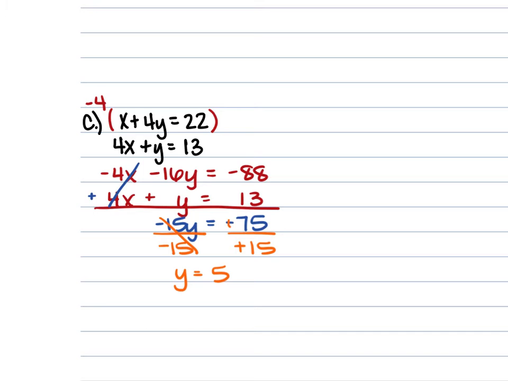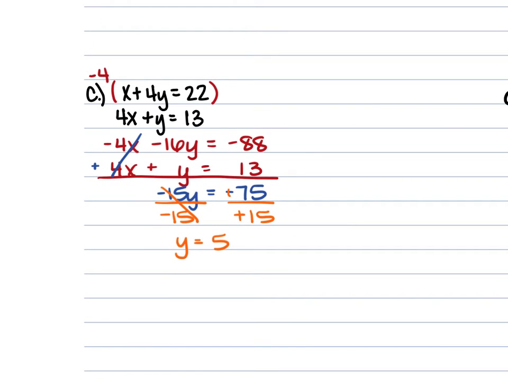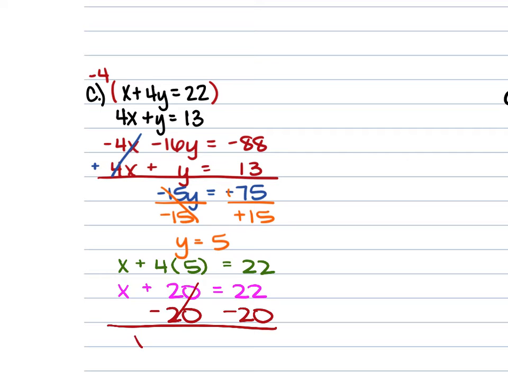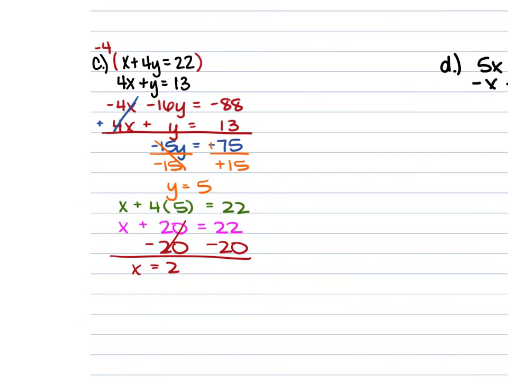Now I'm going to use one of my original equations. I'm going to use the top one because my coefficient of x is 1, and I'm not going to have to divide anything in order to get my x by itself. So I'm going to plug in this 5 for y there. I'm going to have x plus 4 times 5 is equal to 22. The 4 times 5 is 20, so x plus 20 is equal to 22. Then we have to move the 20 over by subtracting it from each side. So x is equal to 2. If my x is 2 and my y is 5, we're going to have the ordered pair 2, 5 for our solution.